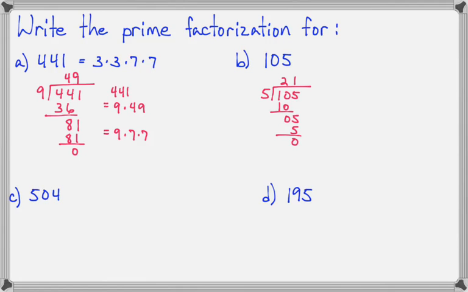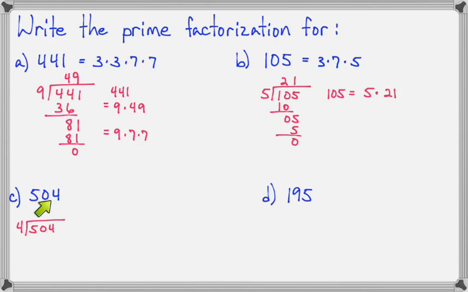So I can think of this, 105 equals 5 times 21. Now 21 is 3 times 7. So my prime factorization is 3 times 7 times 5. There it is. And let's look at 504.